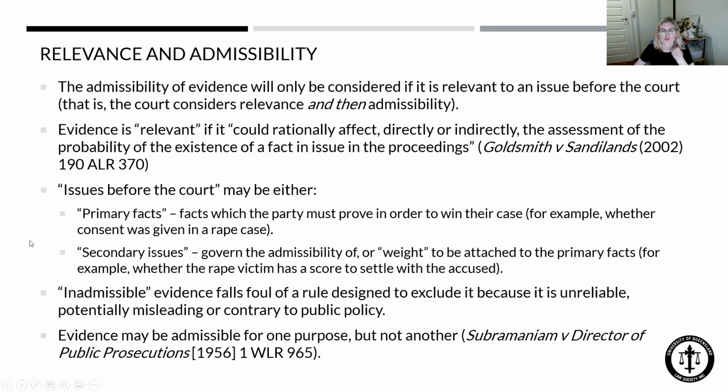Okay. So the first kind of objection that you can make, or the first point of evidence law at least, is in relation to something's relevance. The admissibility of evidence will only be considered if it is relevant. So in order to even get it in there, it has to be relevant, and then the court will consider whether it's admissible. And after considering whether it's admissible, they will then decide whether or not there's actually any probative value to it.